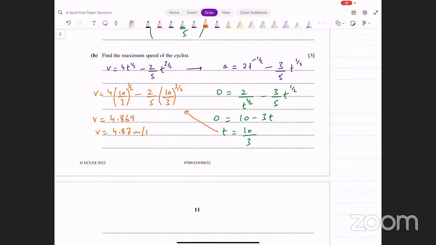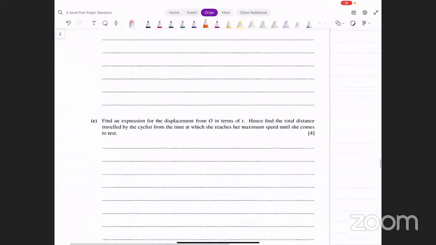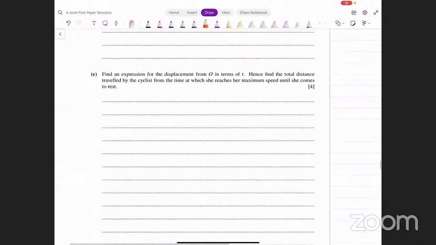Okay, Achha. So that's the value of velocity that we've got. Let's move on to the next one. Now we need to find an expression for the displacement from O in terms of t. Hence, find the total distance traveled by the cyclist from the time at which she reaches her maximum speed until she comes to rest.